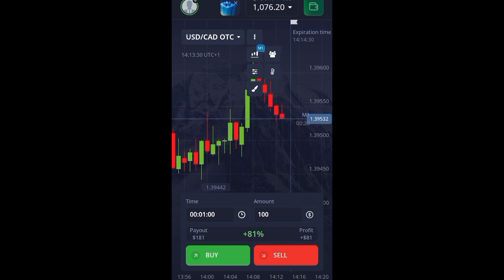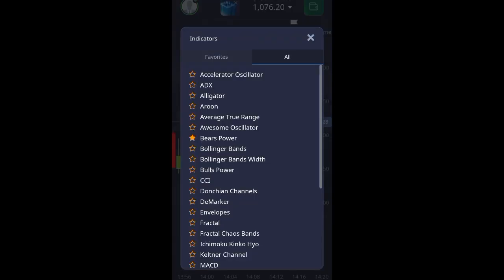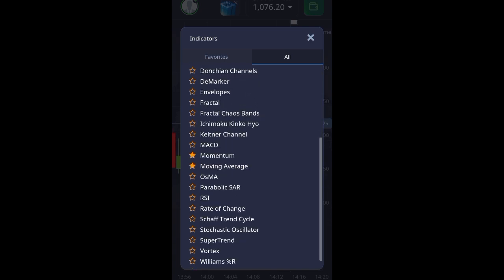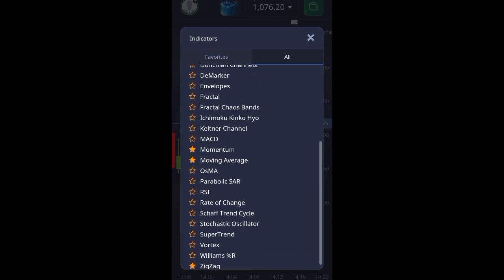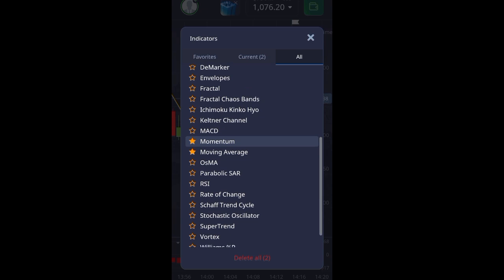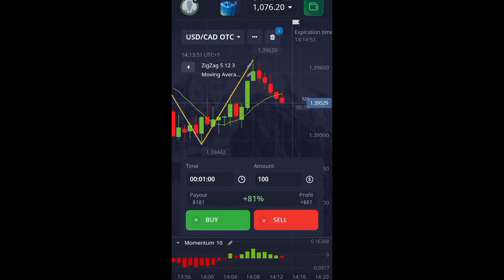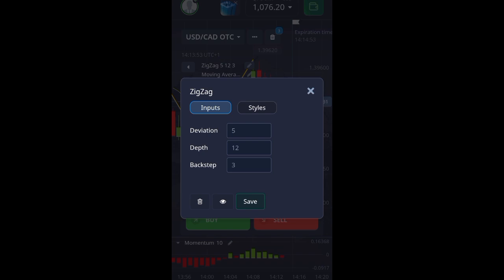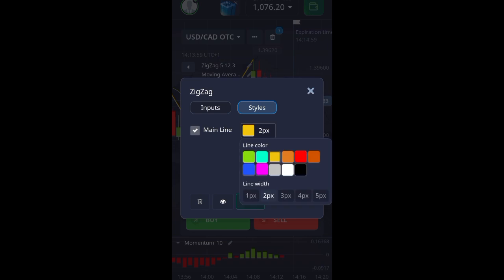The first thing we would be doing is to set up the indicators for this strategy, bearing in mind that your chart should be set to the 1 minute time frame. We'll be using three indicators for this strategy: the momentum, one moving average, and the zigzag indicator. So you are going to set up the zigzag indicator and adjust it.